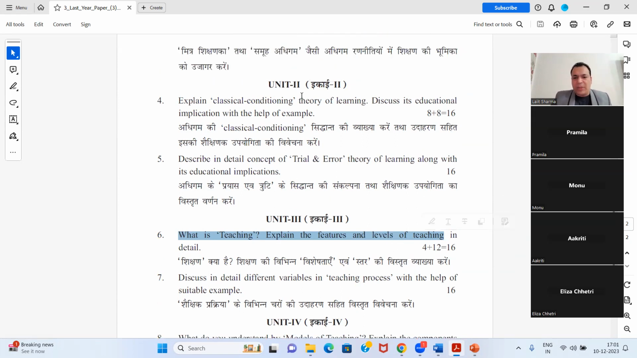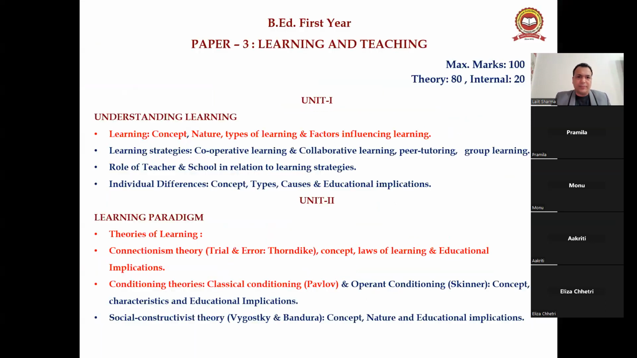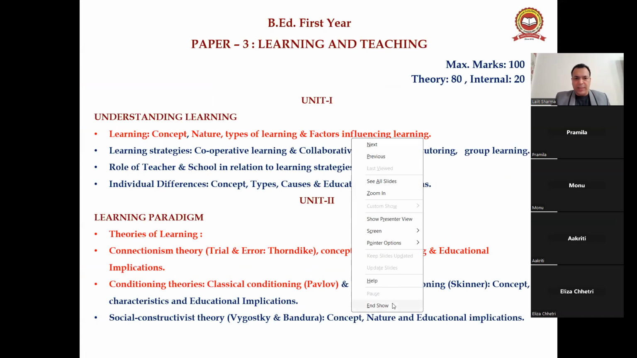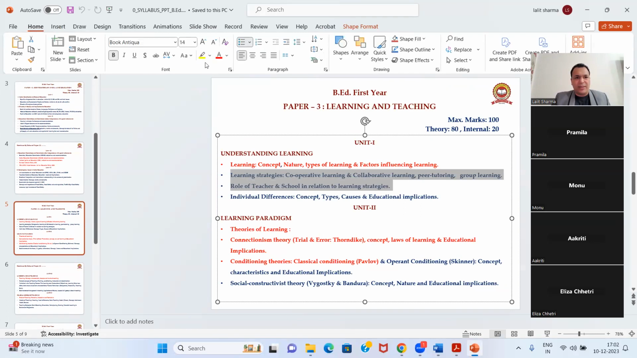Okay, two units are done for you. Just see in the syllabus. This is your syllabus. Look at the syllabus. Unit 1, Unit 2. Okay. So in Unit 1, look, learning strategies, collaborative learning and peer tutoring have come in this. Okay, we have done this. Individual differences, we have done this.